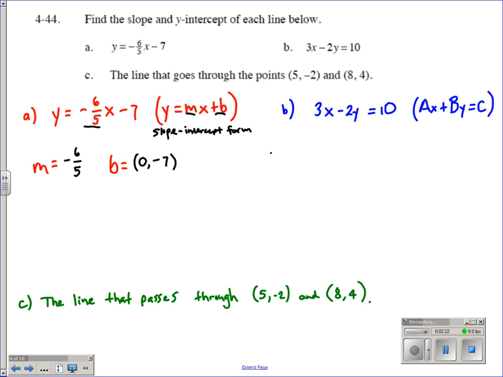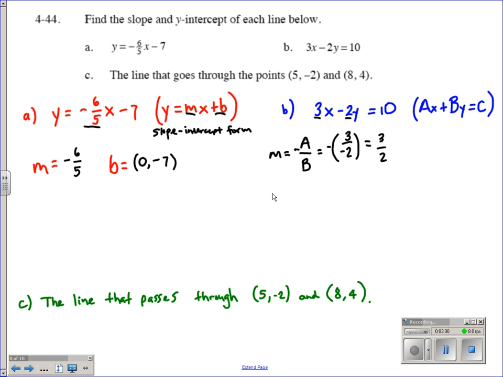But remember here, your slope, when it's in standard form, is going to be the opposite of a over b, which means if we take this, this would be a, this would be b. So the opposite of 3 over negative 2, which would be 3 over 2. That is our slope.